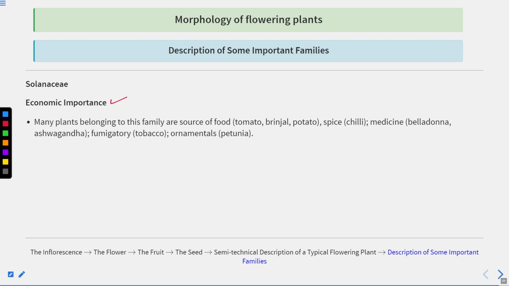Now, what is the economic importance? How is this plant economically important to us? Many plants belonging to this family are a source of food. They provide us food like tomato, brinjal, and potato. Sometimes we also get spice in the form of chili. Medicines like belladonna and ashwagandha all belong to this family. Fumigatory, the tobacco plant, also belongs to this Solanaceae family. And some ornamental plants like petunia also belong to the Solanaceae family, right?